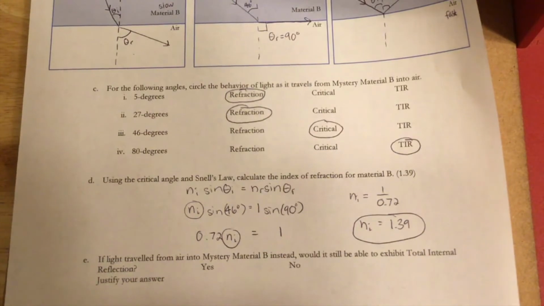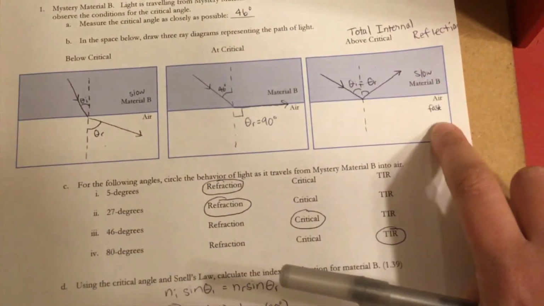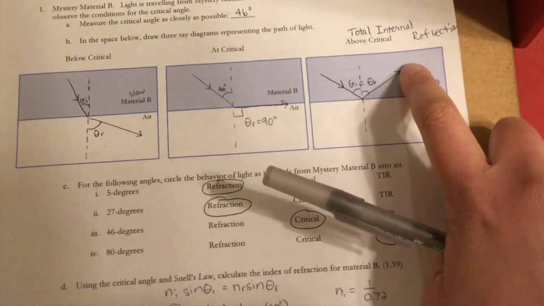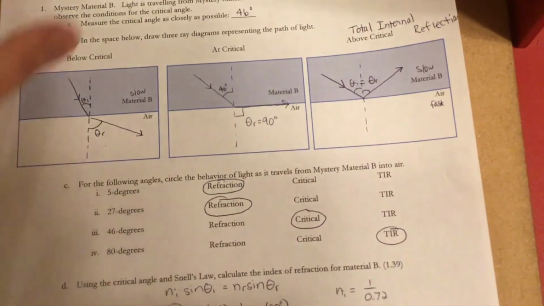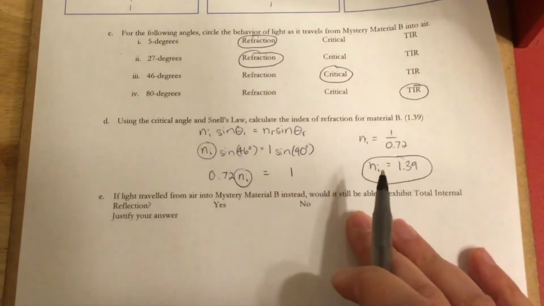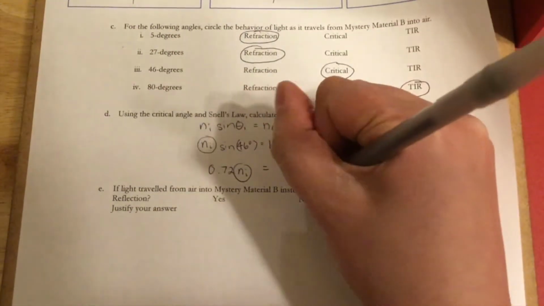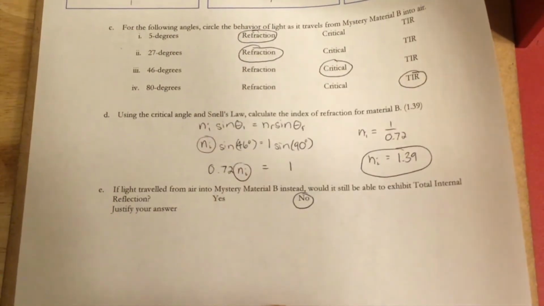Now, try this in the simulation. If you switch material B with air, you put material B on the bottom and air at the top, it turns out this doesn't work. Or it does, but it never ever gives you total internal reflection.